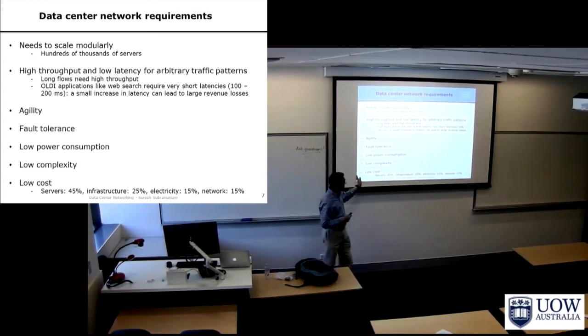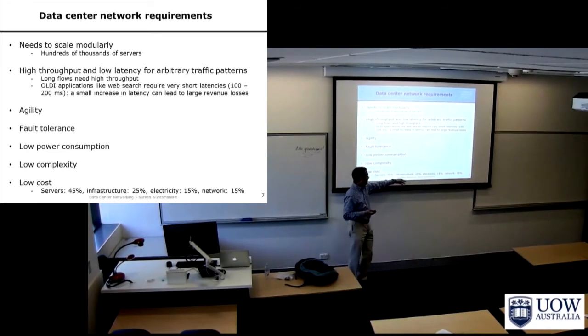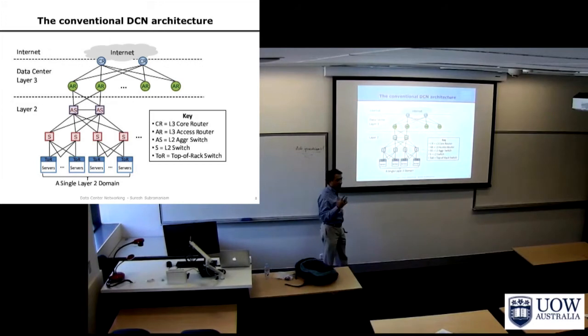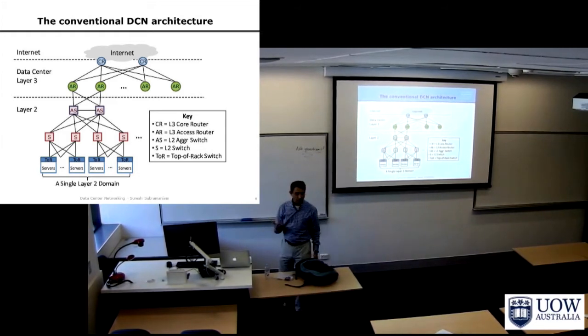So here is how the cost is distributed among the various components. The servers themselves, the machines themselves, cost about half of the entire data center. And then there's the infrastructure, the building, cables, and so on. That's about a quarter. Electricity is 15%, and the network is 15%. So this talk is going to be focused on the network side. I'm going to look at the various ways in which these computers in a data center can be connected together, how this network has evolved over a period of time, what the problem with the original network architecture was, and why these new solutions are needed.